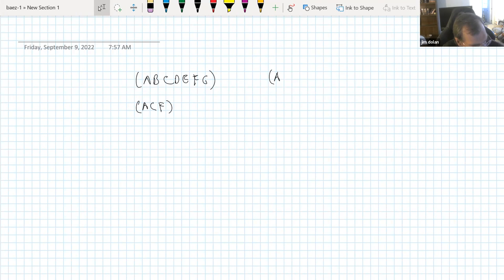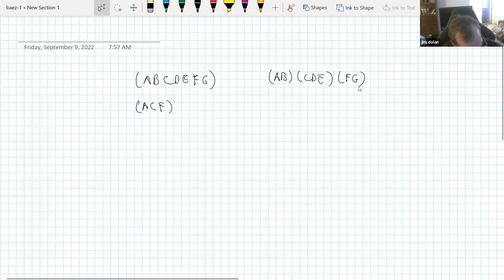So I'm going to cheat a little bit here. What I want is to split the big cycle up into these little plasmids or whatever. So it'd be A, B, and then C, D, E, and F, G. Now, this will be pretty annoying if it takes me more than five or six tries. If I compose these two permutations, I think I'll get the original thing back. And there's a convention here about which order.